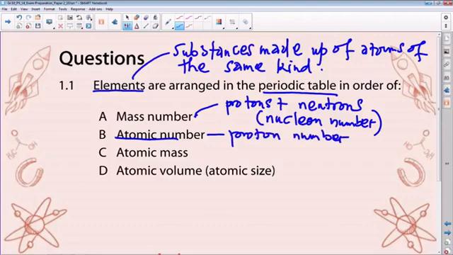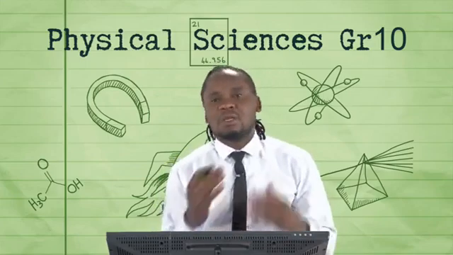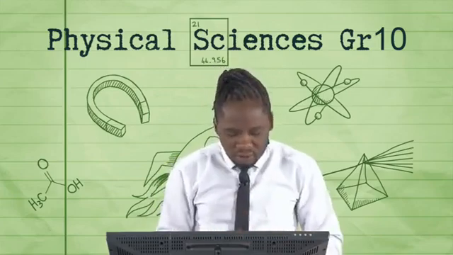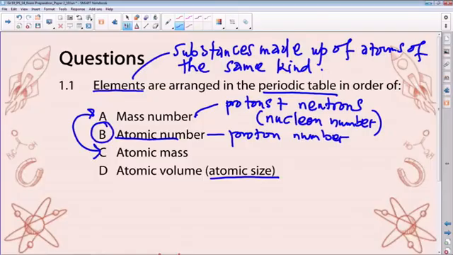And basically it says to us, we need to have an idea that mass number and atomic mass are one and the same thing, right? These two terms may be used interchangeably to refer to the same thing. So in this case, atomic volume and atomic size have nothing to do with the arrangement in the periodic table. However, there are what are called trends as well as periodicity, which I'll discuss as we go further. So in this case, it's arranged in terms of atomic number. Our answer is B. So two of the answers in this case are distractors.